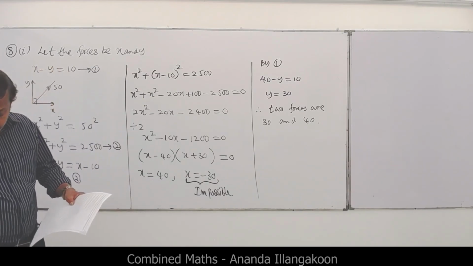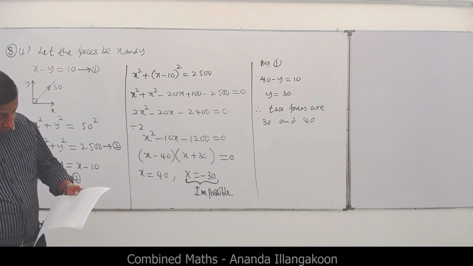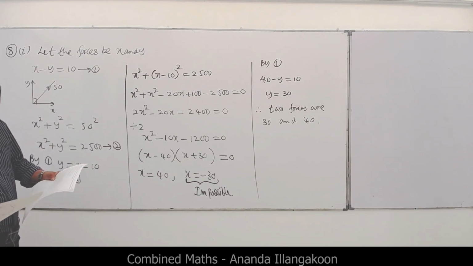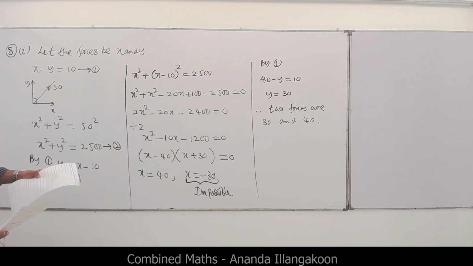Now the second part. The resultant of two forces P and Q is R. When Q is doubled, R will be doubled. When Q is reversed, again R will be doubled. Find the ratio P is to Q is to R. Right.